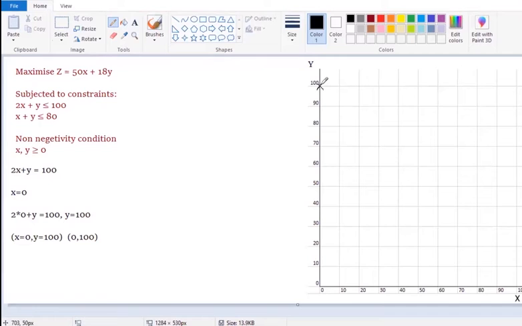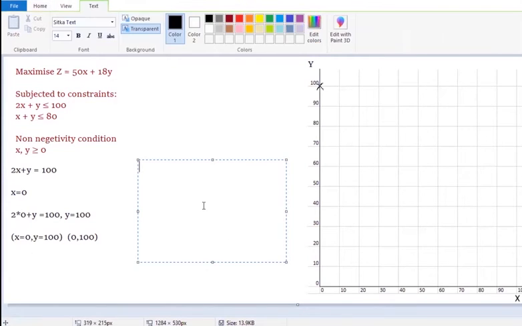I have now found (0, 100). Now I need to find a second point on this line, because one point is not enough to draw a line. What is the line? The line is 2x plus y equal to 100. I have found one point, that is (0, 100). Now I am going to find the second point.